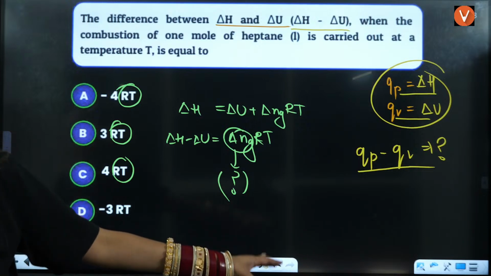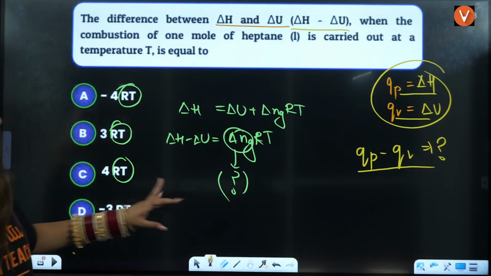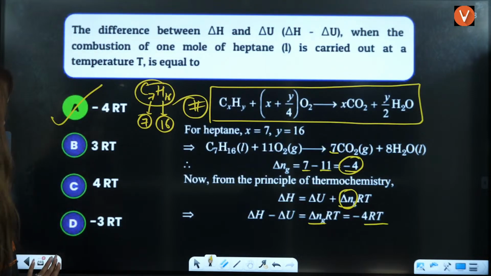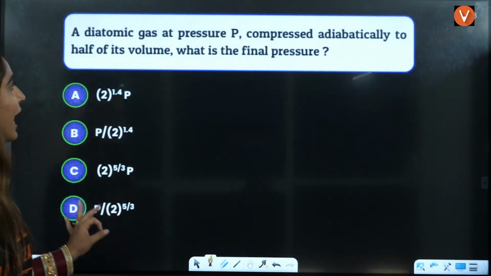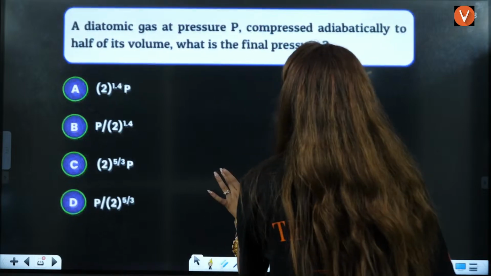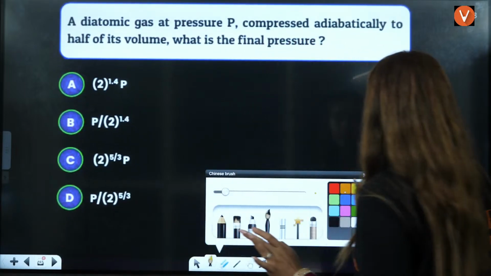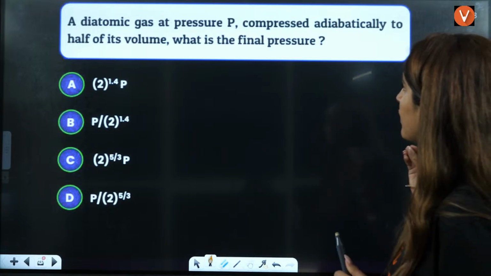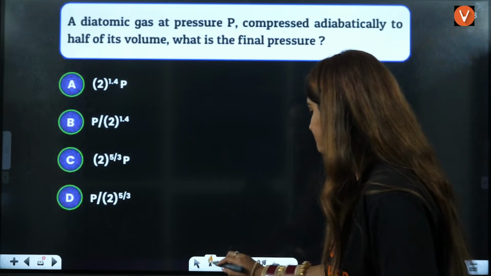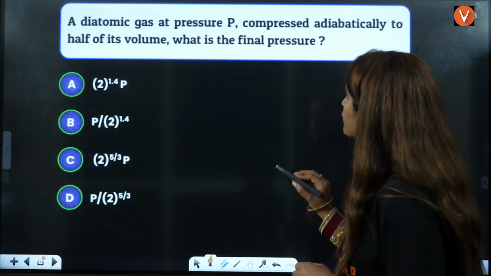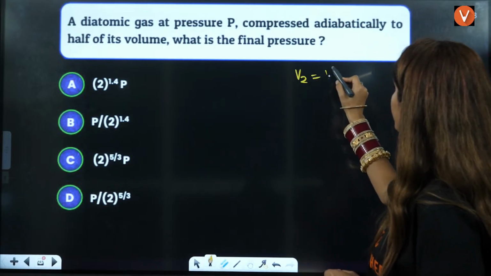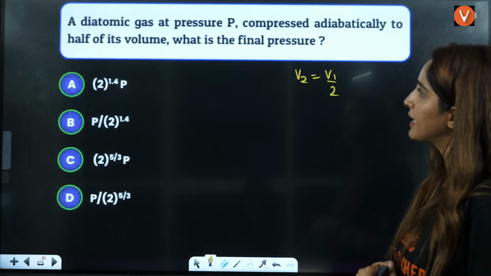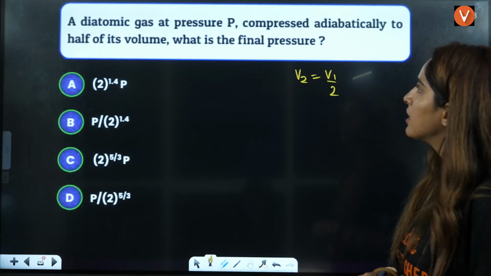Yes, students. Very good, Sachin. Sachin was able to answer that. Very good. Next is the diatomic gas at pressure P compressed adiabatically to half of its volume. What is the final pressure here? So if V2 is equal to V1 by 2, this is what they are saying, a diatomic gas, pressure and volume.